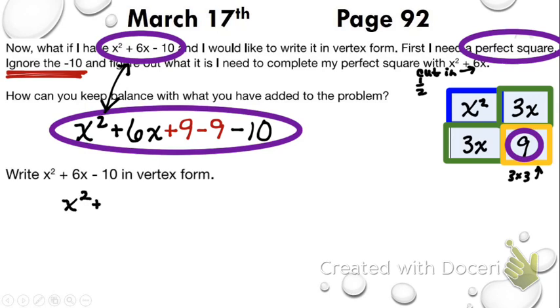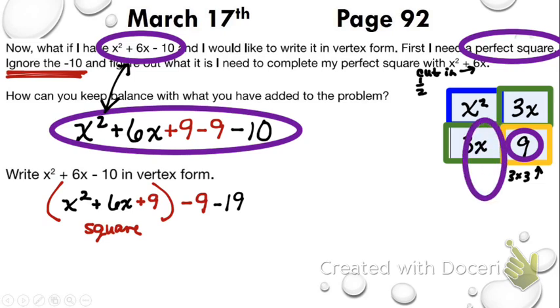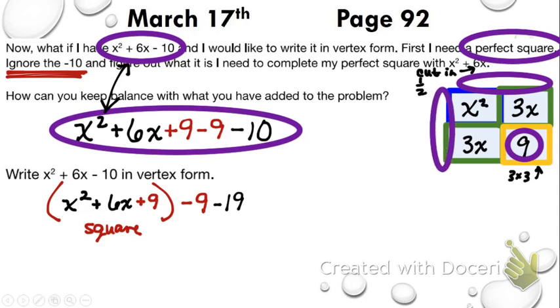Which tiles got used to make that square? Blue, green, and yellow. So these pieces, right? That makes my square. Paying back that 9 is not part of my square, is it? Nope. How big are the sides of that square? X plus 3 and x plus 3.